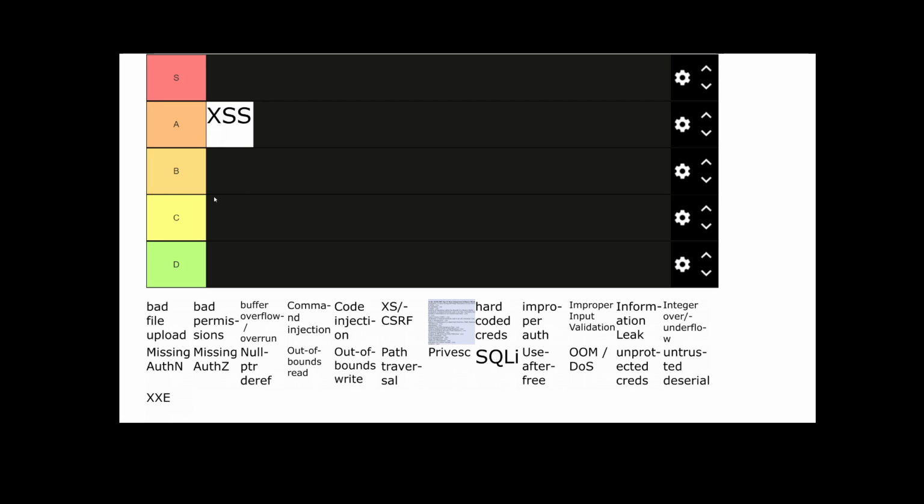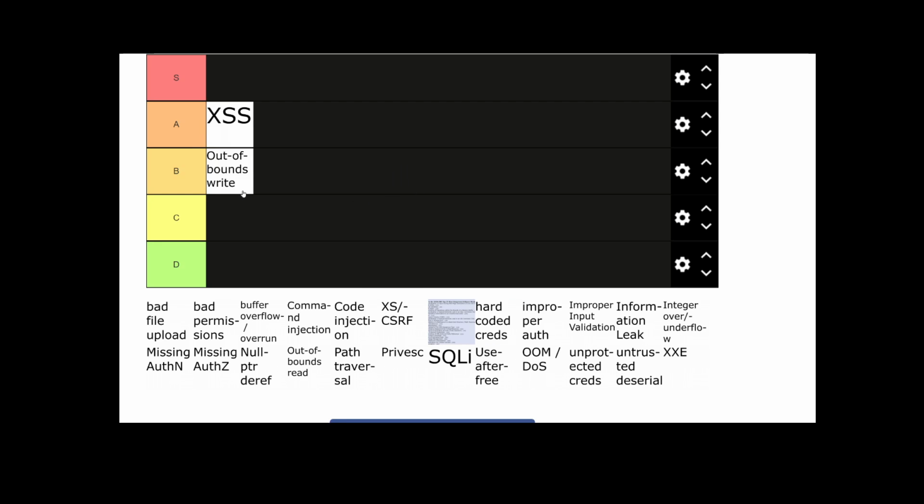The next one is out of bounds write. I think out of bounds write it's okay. I think you can turn it into something that's really good, but it's annoying to do, so I'm going to put it in C tier.